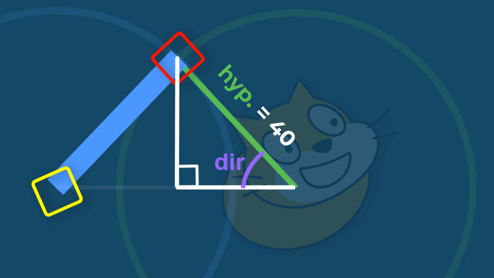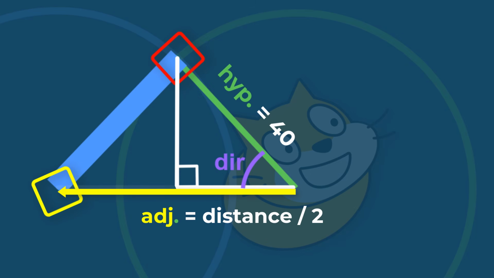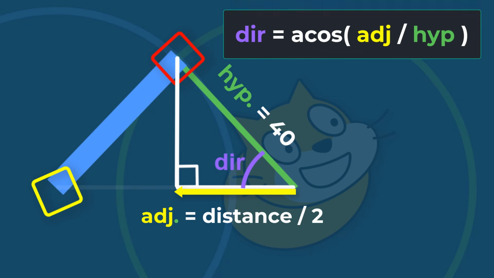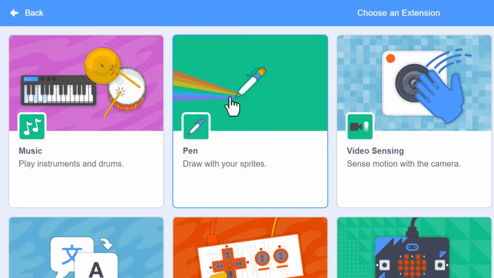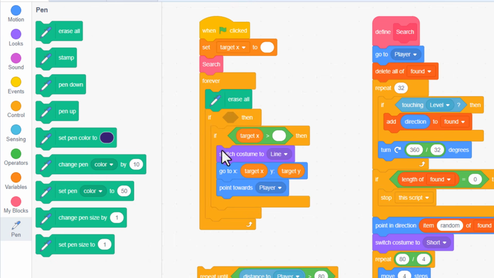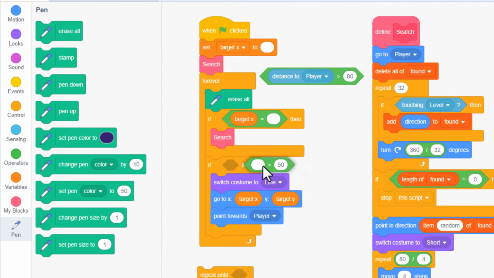We know the length of half a leg is 40 pixels, and we can get the distance of the contact point to the player using the distance to block and divide it by 2. Trigonometry tells us that angle is equal to arccos, acos, of the adjacent divided by the hypotenuse. Perfect! We can plug that into our code, but first I'm going to switch to using pen so that I can easily draw both halves of a leg without having to use two sprites or clones.